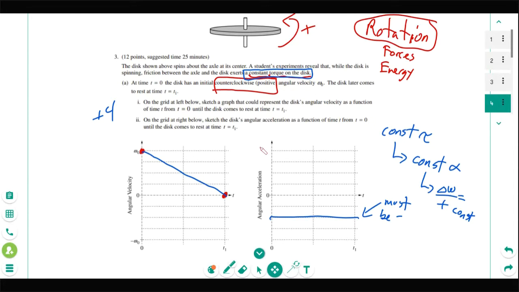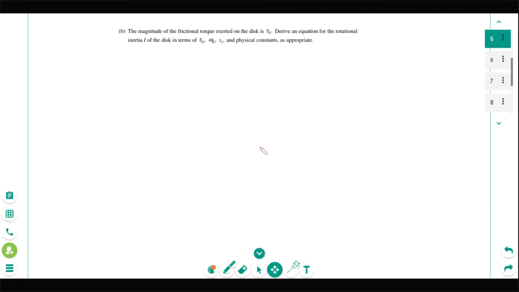Okay. Well then, moving on. Part B, kind of short. The magnitude of the frictional torque is tau naught. Derive an equation for the rotational inertia of the disk in terms of tau naught, omega naught, and T1, and any other physical constants you need.